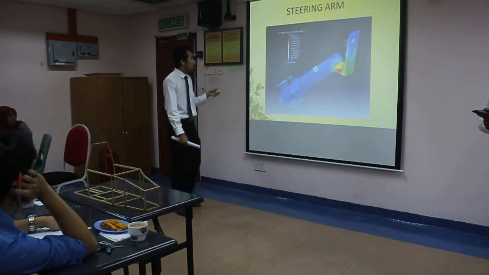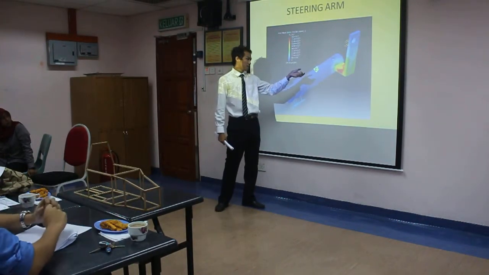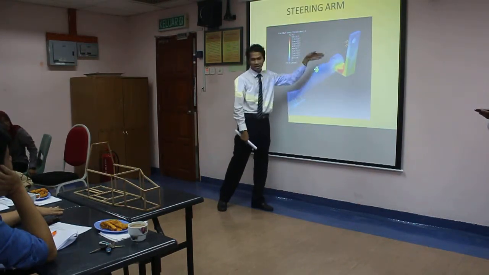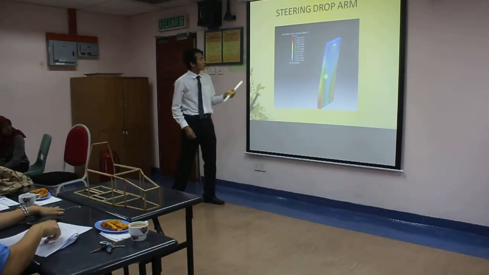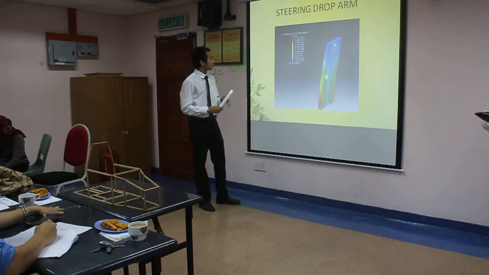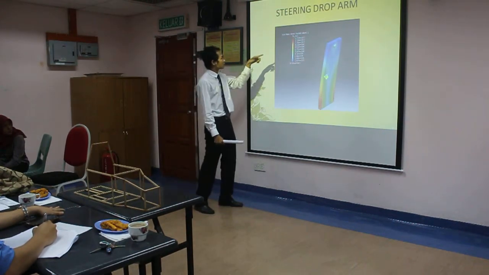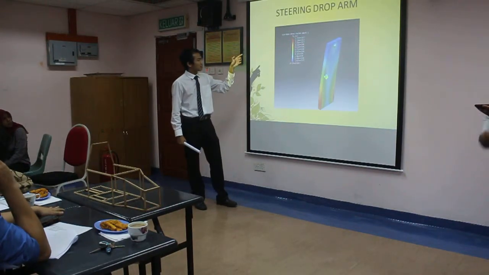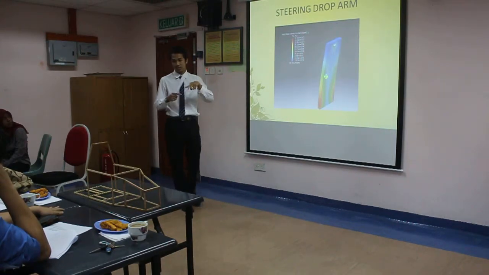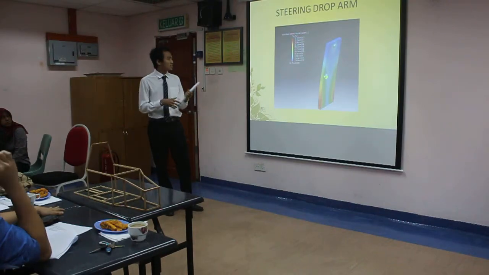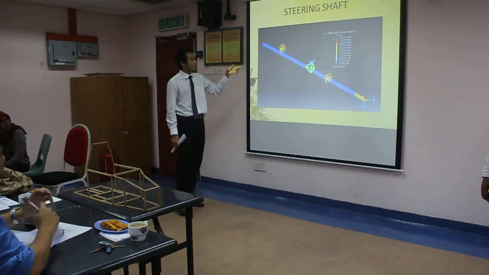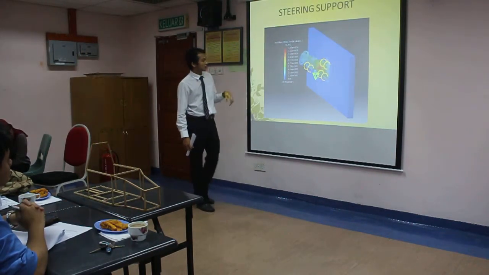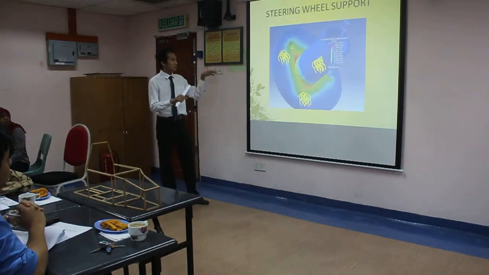This is the analysis. From the steering arm, we hold at this point, and this is the force that we applied. This is the steering drop arm. From the von Mises stress, we can see that our maximum is still at 1.37, so it is actually still in range. This is the steering shaft, the steering support, and we apply moment at this. This is the steering wheel support, that holds the steering wheel.